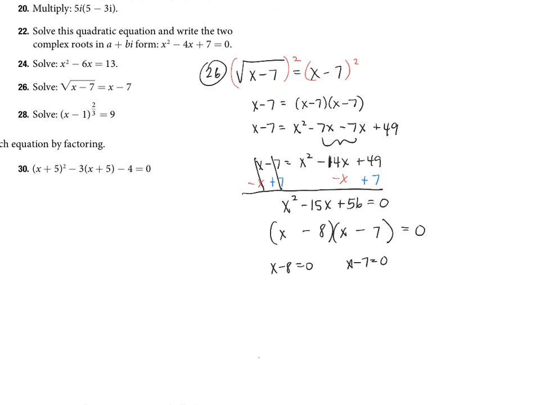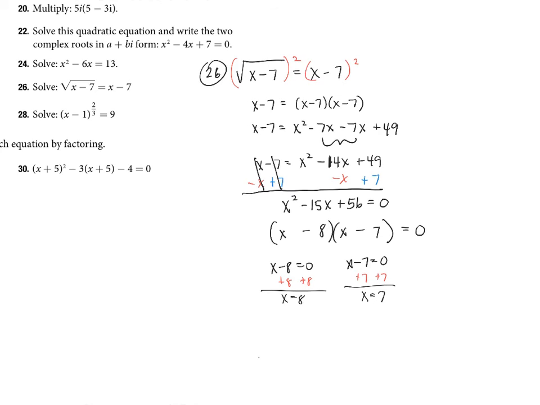So now we want to solve. Add 8 to both sides, we get x is equal to 8. Add 7 to both sides, we get x is equal to 7. So now it's very tempting to say, oh, our two answers are 8 and 7. But if you remember, you have to check your work for radical equations. So for 26, we started with the radical. We need to check those answers to make sure they actually are answers.